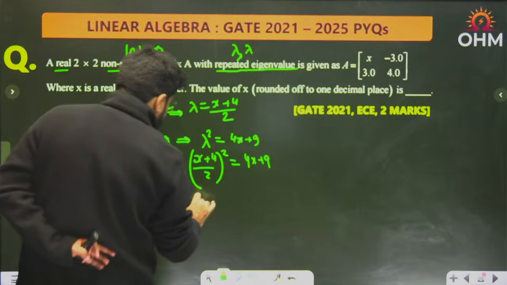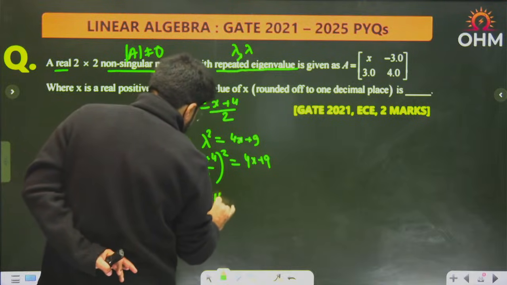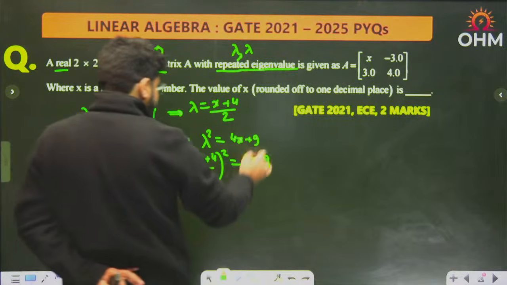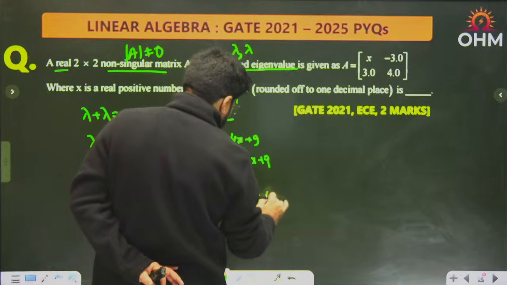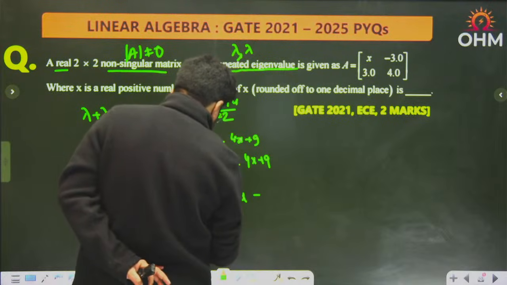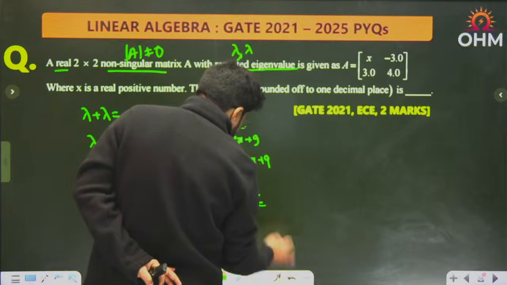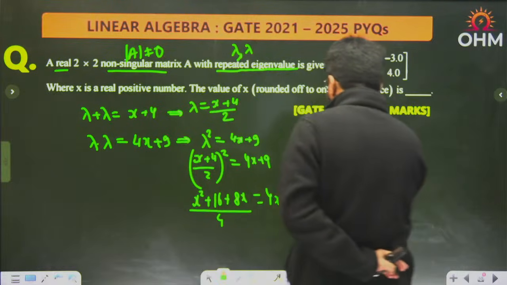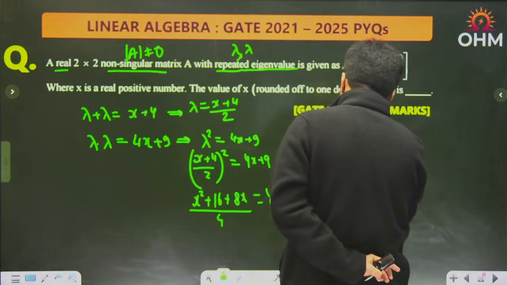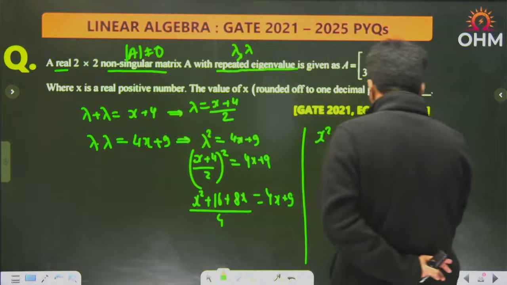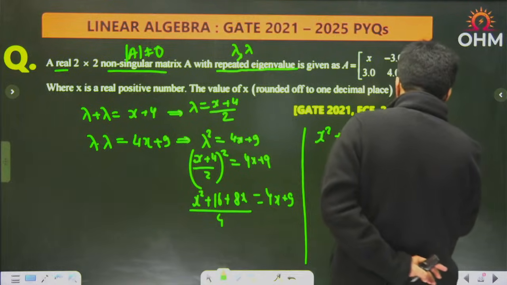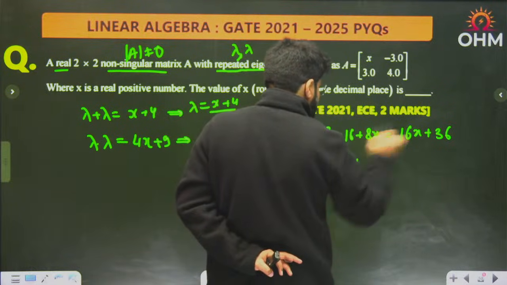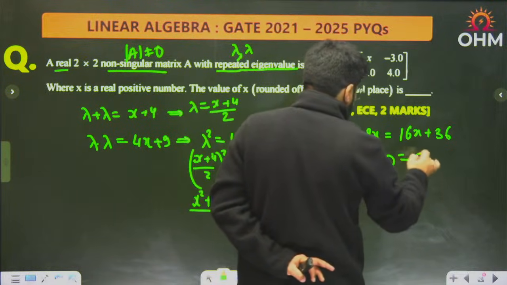Let me keep solving. x square plus 4 square, 16, plus 2ab, 8x, divided by 2 square, which is 4, equals 4x plus 9. Now I will send the 4 to the right side. So I have the equation x square plus 16 plus 8x equals 16x plus 36. Rearranging all the terms on the left side: x square minus 8x minus 20 equals 0.